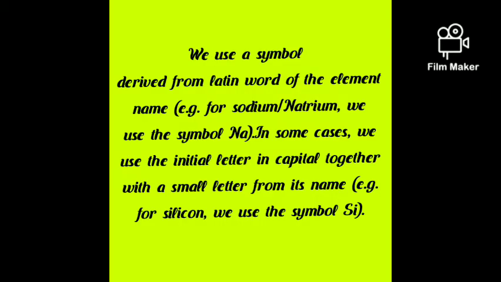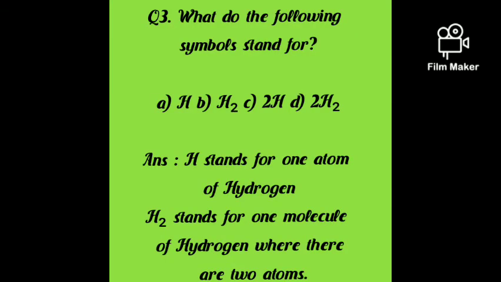We use a symbol derived from the Latin word of the name, for example sodium or natrium, we use the symbol Na. In some cases, we use the initial letter in capital together with a small letter from its name. Example, for silicon, we use the symbol Si. So in short, no two elements can have the same symbol, and in case of sodium, it is already derived from the Latin name, so Na, natrium, is used.